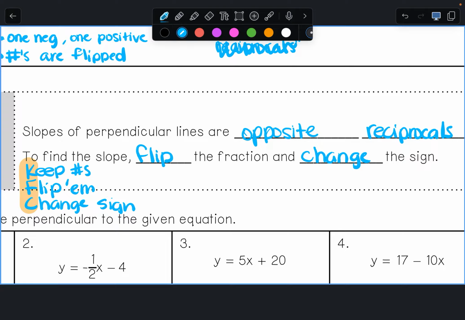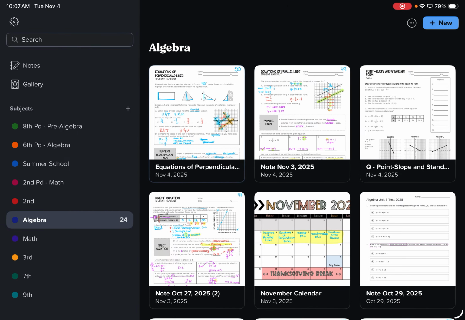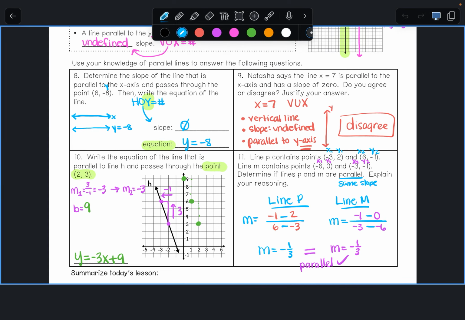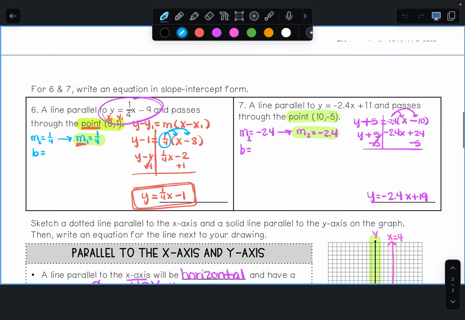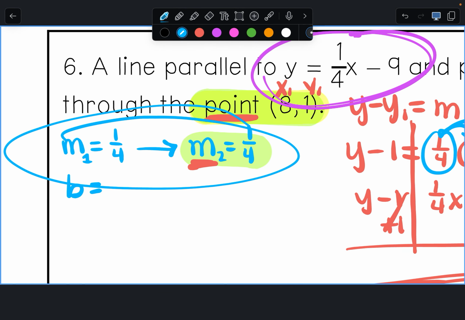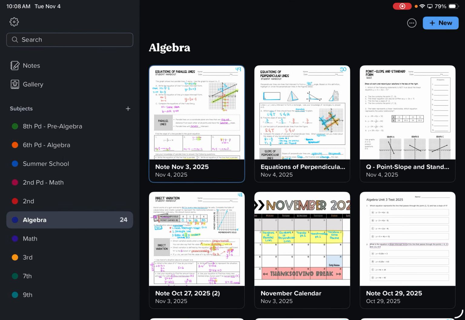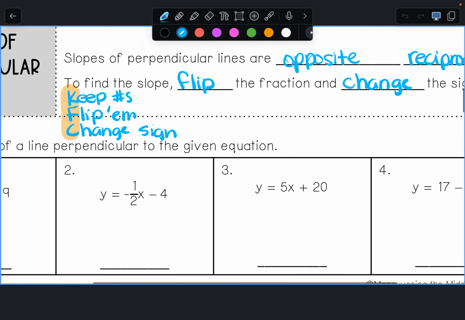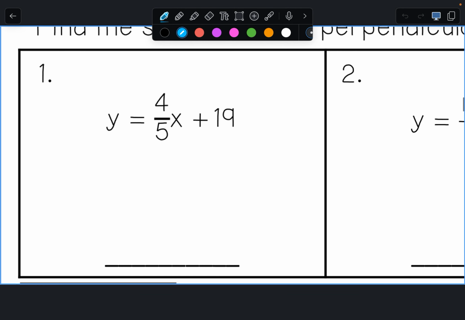Ready? For 1 through 4, you're going to find the slope of a line perpendicular to the given one. Just like yesterday, when we were labeling on parallel lines, we were labeling our first slope and our second slope with a little 1 and 2. With parallel lines our slopes were the same, but with perpendicular lines, there's going to be changes. This is why I was trying to get you in the habit of marking your original slope and your new slope.